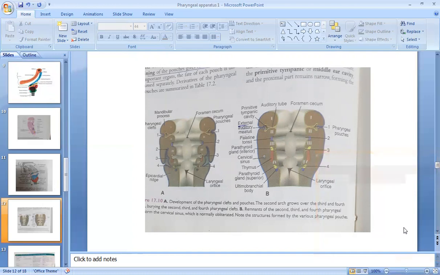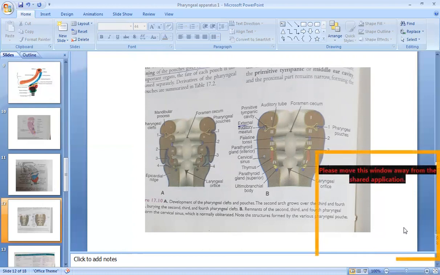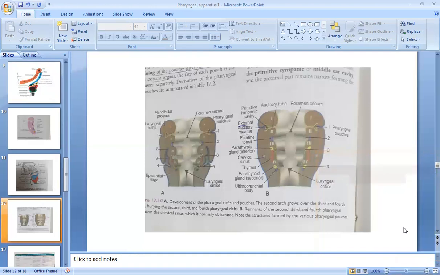The third pouch will give rise to the parathyroid gland, that is called the inferior parathyroid gland. It has two portions, the dorsal and the ventral, and the other will form the thymus. So the inferior parathyroid gland and the thymus are the derivatives of the third pharyngeal pouch. Similarly, the superior parathyroid gland and the ultimobranchial body are the derivatives of the fourth pharyngeal pouch.